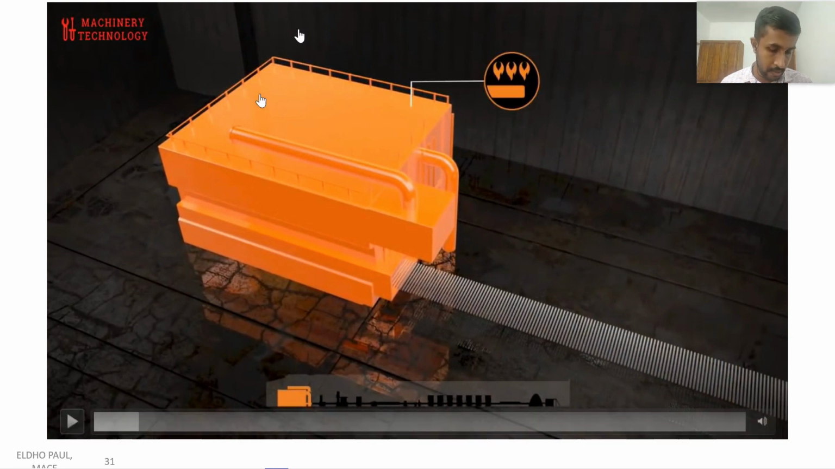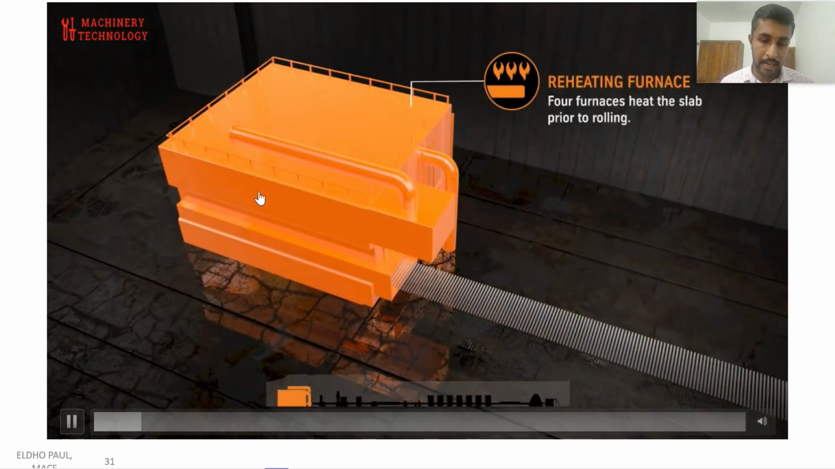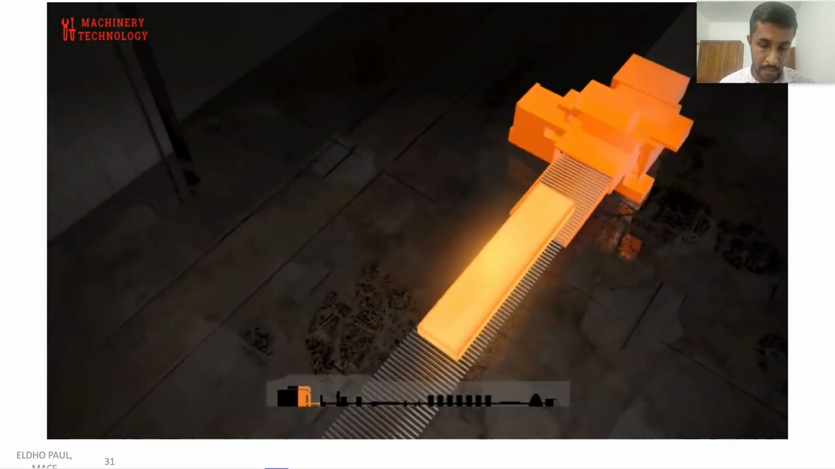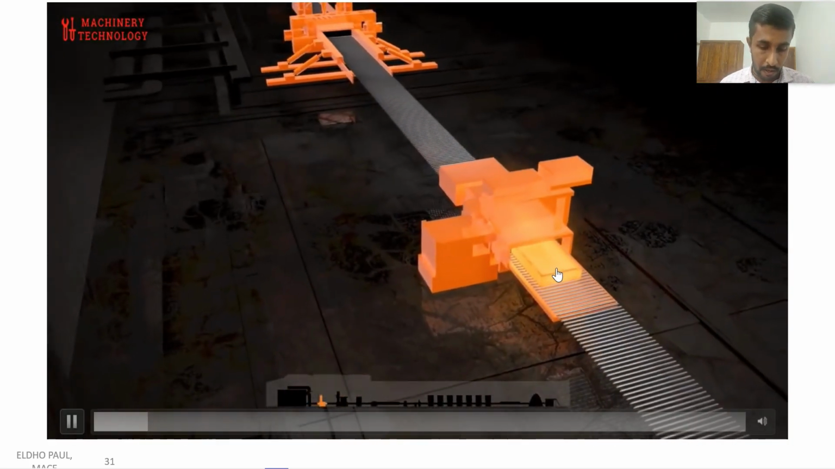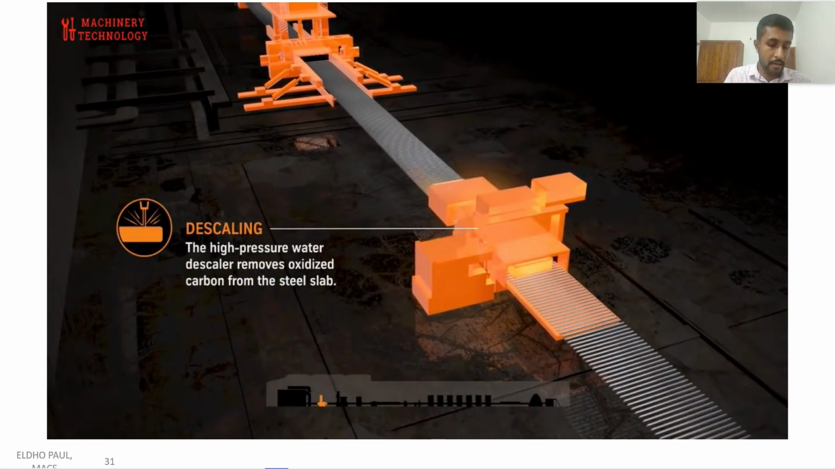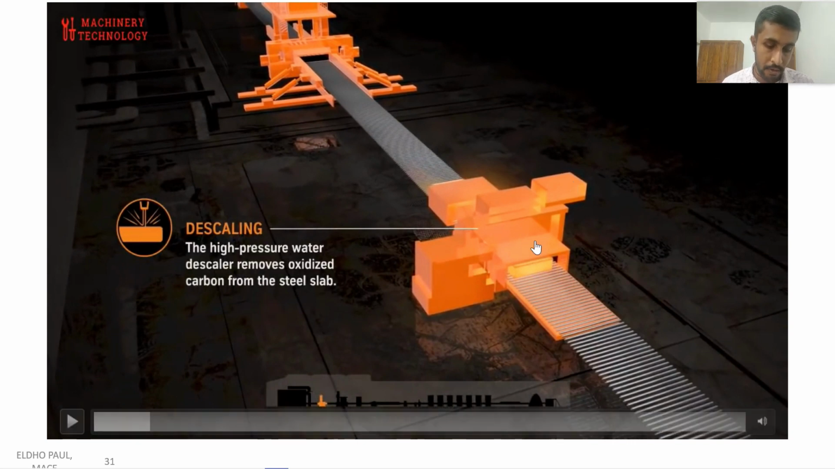There is a requirement of preliminary steps before the rolling process. First is reheating, in a furnace that heats the slab prior to rolling. So this is a hot workpiece. Then we do descaling. A high pressure water descaler removes the oxide scale from the steel surface. There will be some slag and oxide material on the surface of the workpiece, so here we remove all such material.